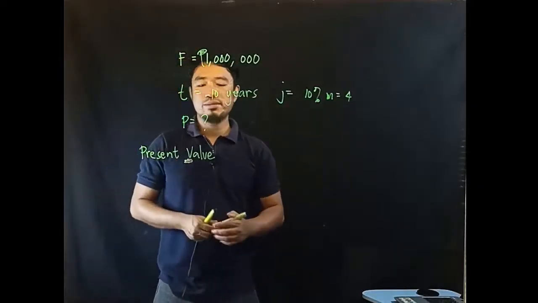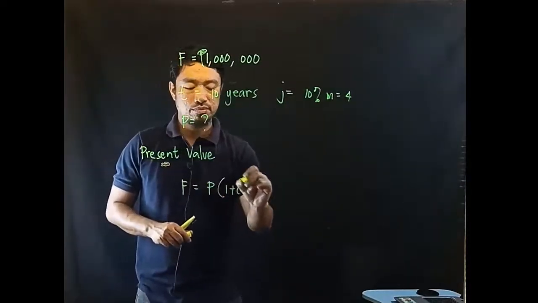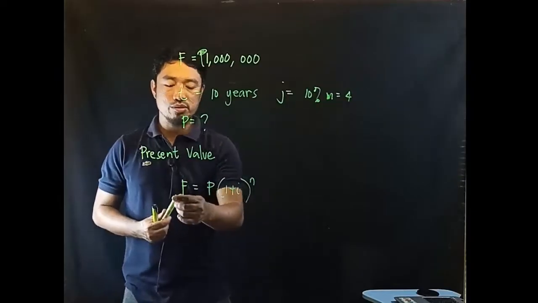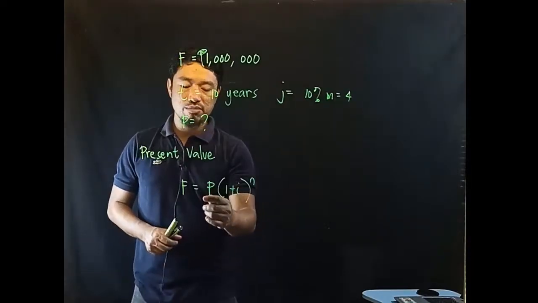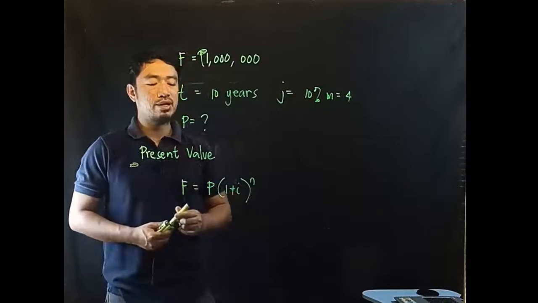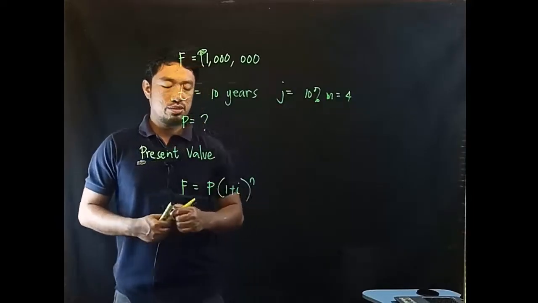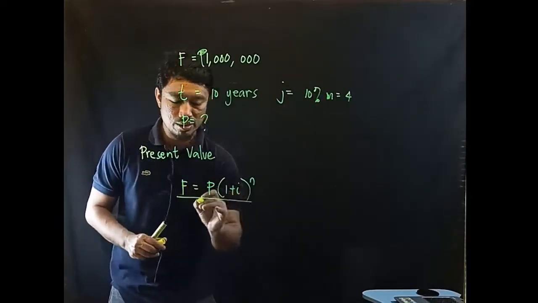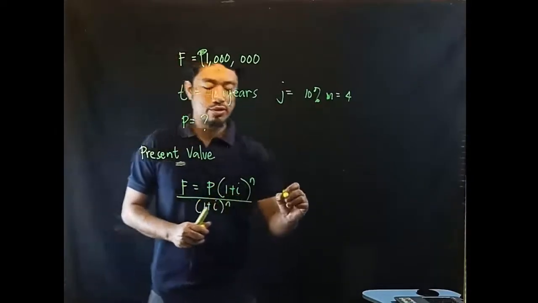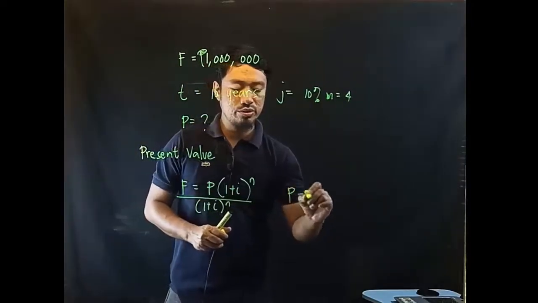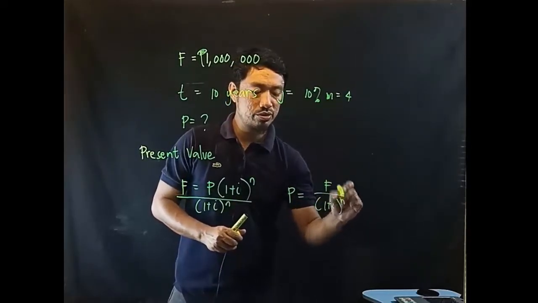So present value can be determined using the compound amount formula. This is the final amount, or what we call the future value, and P, the original amount, can be designated as the present value. In order to determine the formula for P, we divide both sides by the quantity 1 plus i raised to n. Therefore, P is equal to F over 1 plus i raised to n.